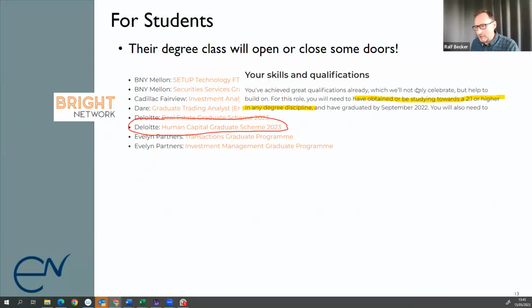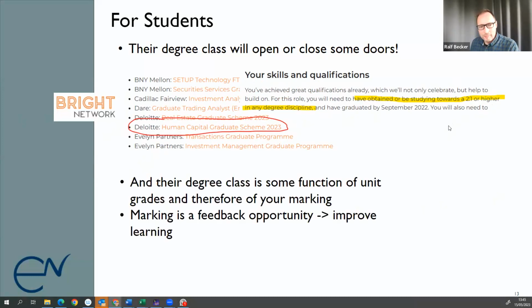And what you invariably will find in these grad schemes is something like this. You will need to have obtained or be studying towards a 2-1 or higher in any degree discipline, right? So this is why marking matters. In the end, what matters is their degree classification, but your marking in individual units will in some way contribute to that. And then, of course, for students, marking is also a feedback opportunity. So we want to give feedback because we want to improve learning for students.